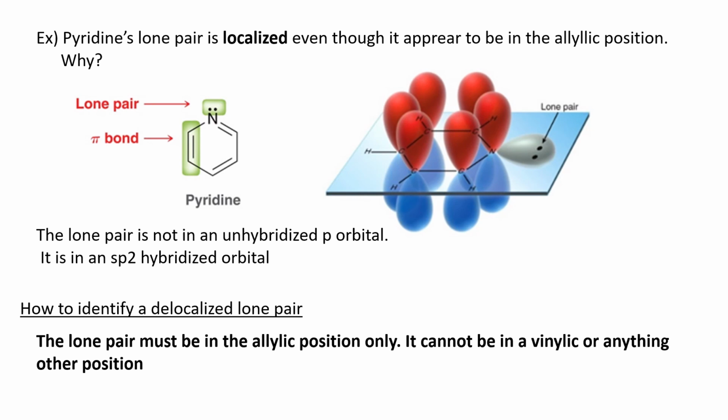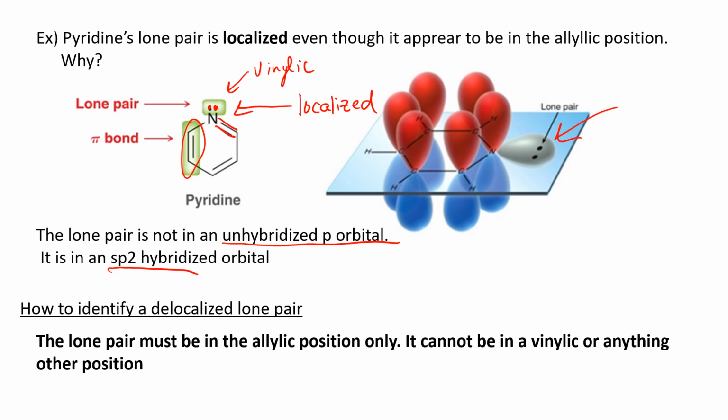For example, pyridine's lone pair is localized even though it appears to be in the allylic position. So, if you have a lone pair that is vinylic or not allylic, it will be locked into a hybrid orbital and it will not participate in resonance. So, do you see how this lone pair, it appears to be allylic, but it is in the vinylic position, so we say that it is localized. The lone pair is not in an unhybridized p orbital, therefore it cannot participate in resonance, and it's actually in an sp2 hybrid orbital. So that's the lone pair right there. It's actually an sp2 hybrid orbital.